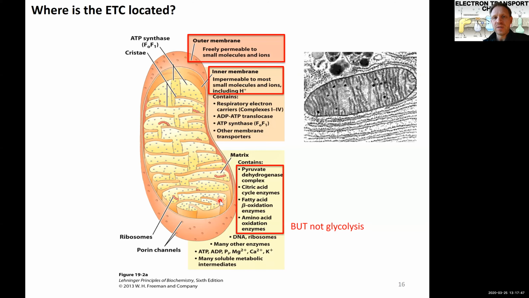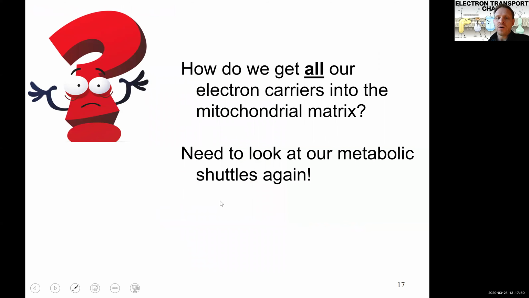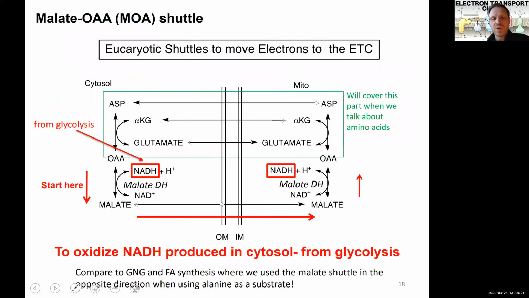So how do we do this? How do we get all of our electron carriers into the matrix? So we have to look at our shuttles. We've touched on shuttles already a couple of times as a means to transfer electrons or cofactors across the membrane without disturbing the individual pools of cofactors, for example, between compartments. And so we can help ourselves with these metabolic shuttles also for this purpose here. And there are two shuttles that are of particular importance for doing this.